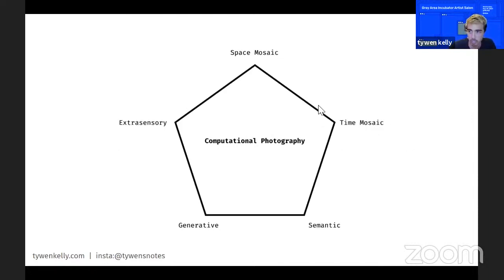So what is computational photography? This is a diagram that I've made. And for me, these are the 5 pillars of the types of computational photography out there. You can think of it like a flavor chart, kind of. So I'll run through all of these really quickly and give examples of each.